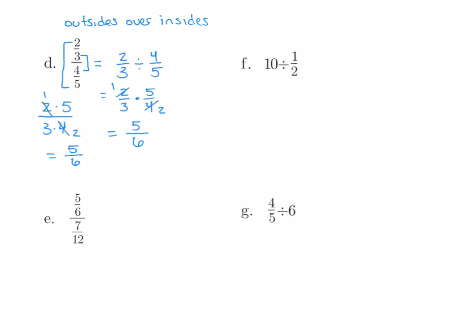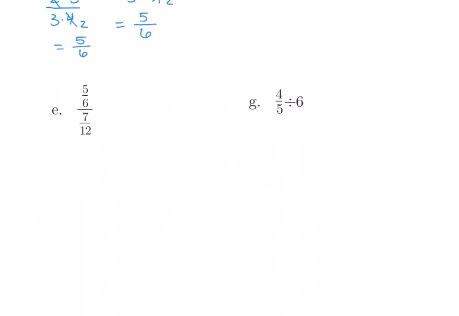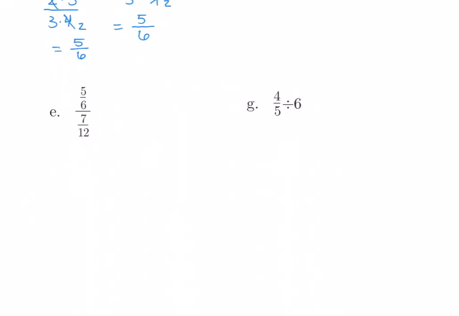All right, let's look at example E. We are getting into larger numbers, and as I said, I personally just like writing it horizontally. So if we do 5/6 divided by 7/12, I can copy, dot, flip. We get 5/6 dot 12/7.